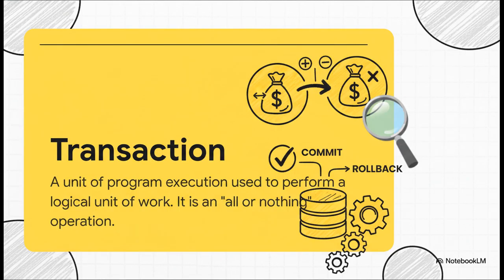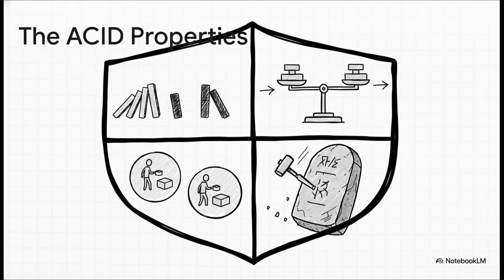The answer is a concept called a transaction. A transaction is just a way to group a bunch of operations into a single unit of work. The classic example is a bank transfer, right? You have to take money out of account A and you have to put money into account B. Both have to happen. It's an all-or-nothing deal. If any part of it fails, say the power goes out midway, the whole thing gets undone, so money doesn't just vanish. And to make these transactions totally bulletproof, they're protected by 4 guarantees.